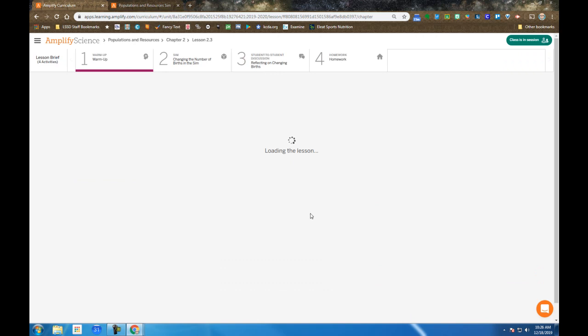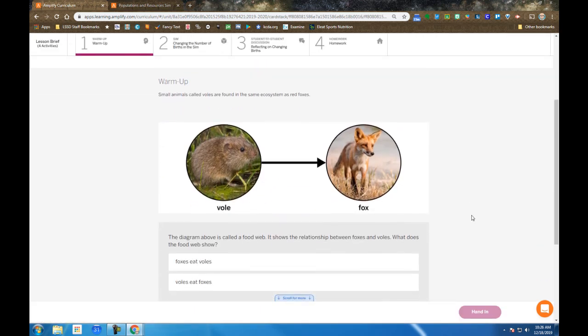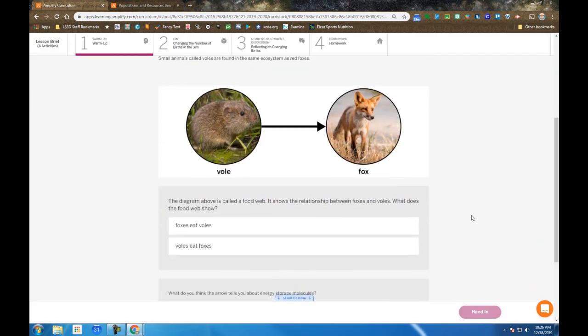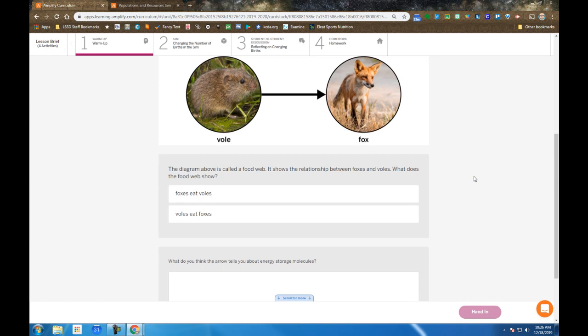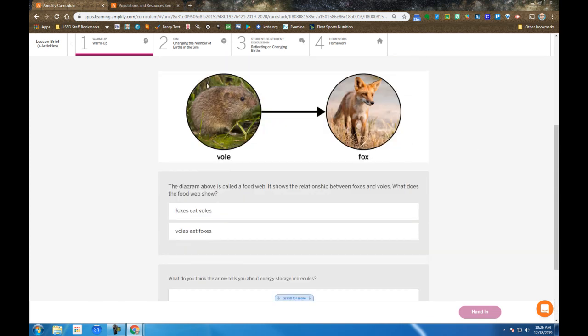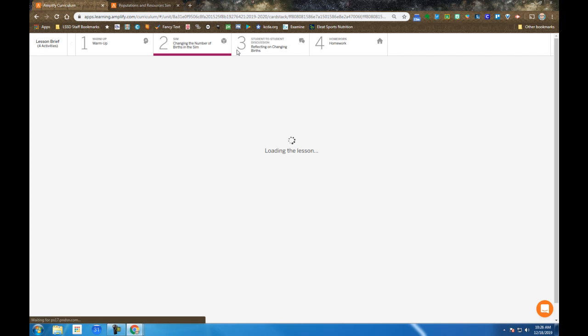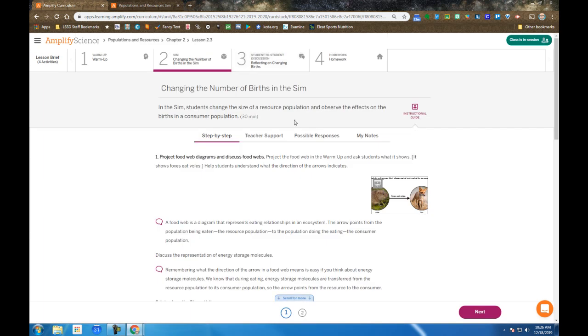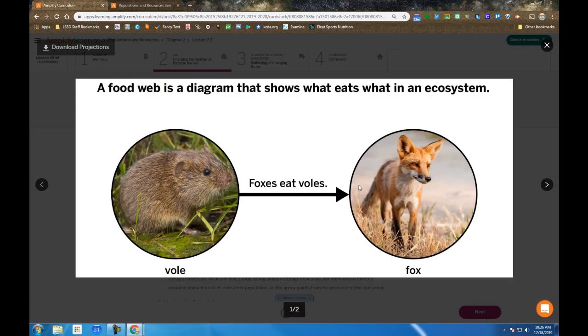So the lesson begins with our warm-up, and you are introduced to a diagram called a food web. In this case, it could also be referred to as a food chain, but we'll refer to it in this lesson throughout as a food web. And they want you to respond to the two questions. Once we've had a chance to revisit those questions as a class by using the projection.